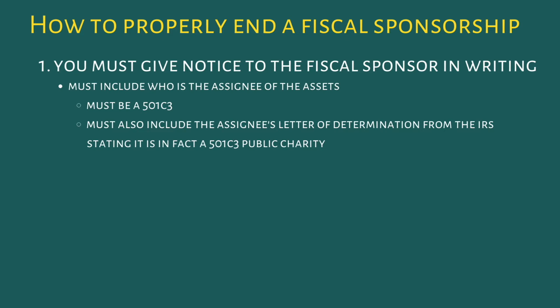And that assignee must also be a 501c3 public charity, and you want to include that particular assignee's letter of determination from the IRS, of which they will give you a copy, stating that it is in fact a 501c3 public charity. So what I'm trying to set up for you is a very clean process that when you notify the fiscal sponsor of termination, that you have checked all the boxes in terms of what the fiscal sponsor needs to be able to terminate and disperse those assets to that particular party.